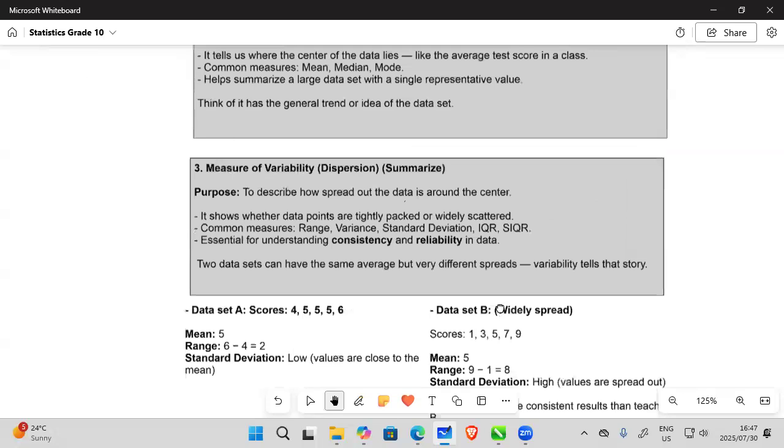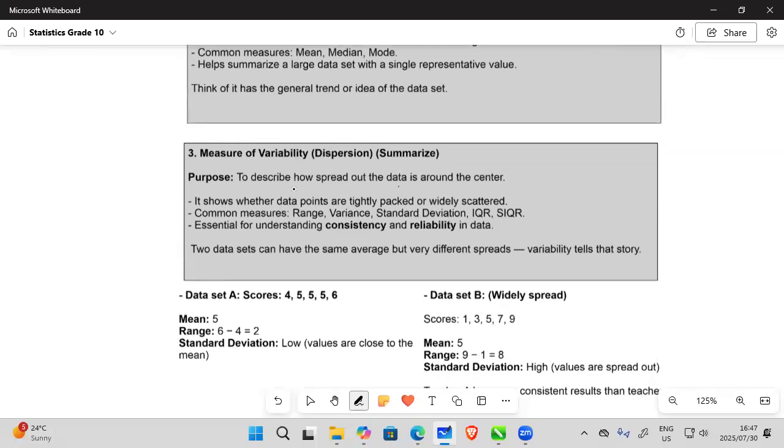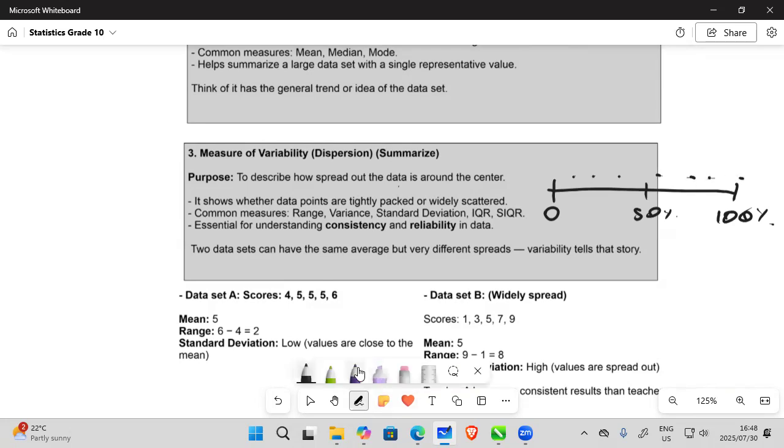When we talk about measures of dispersion, it tells you how spread out the data is around the center, right? It shows you whether the data points are tightly packed together or widely scattered. Let's say that I had this number line, and this went from 0 to 100%, and this is 50%. And then I plotted all of the marks. So let's say someone scored 13%, I'll put that mark there. Someone scored 25%, I'll put it there. What measures of dispersion shows is how far apart these marks are from each other. Can you see that?